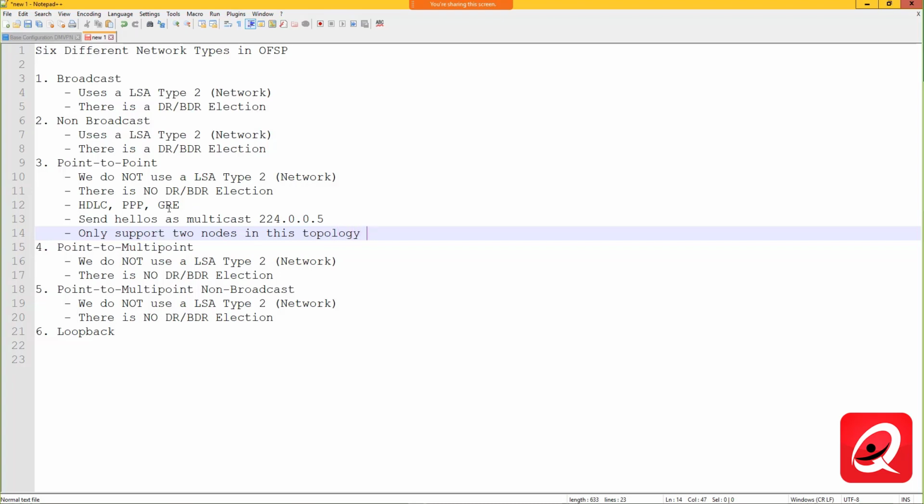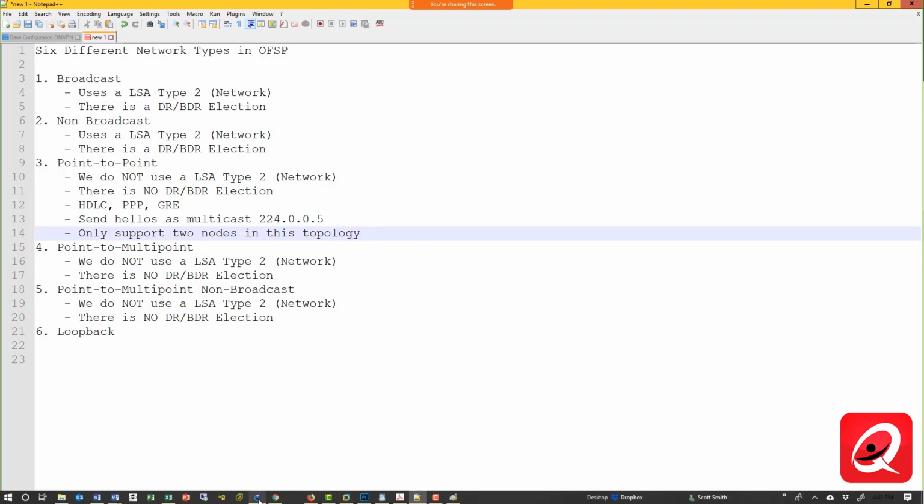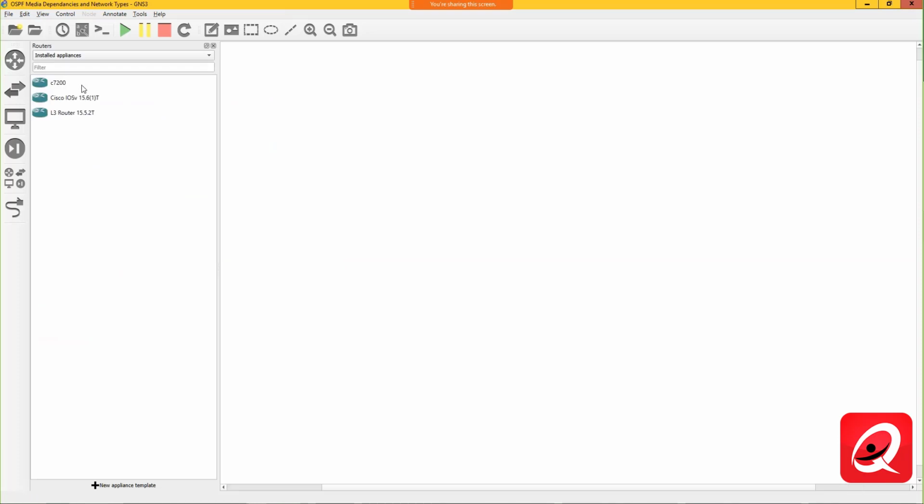All right, so if I go to my GNS3, let me go ahead and pull in a couple of routers here. I'm going to use my IOS guys because we don't have any serial interfaces on our IOSv guys. All right, so I'm just going to connect these guys using serial 2/0.